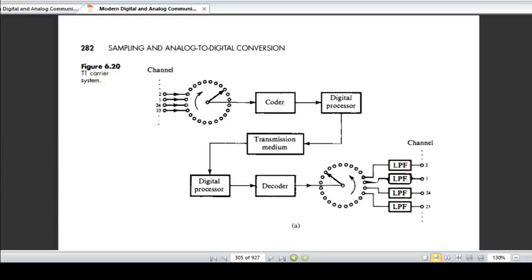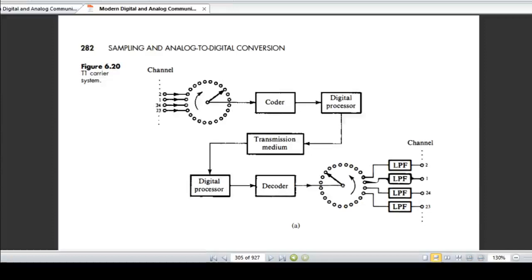Depending on this, each voice channel is given a time period, and that will be decided by this commutator switch. So these signals are selected one by one and connected to the PCM transmitter by the commutator switch SW1. Each signal is sampled, and each sampled signal is then applied to the PCM transmitter.